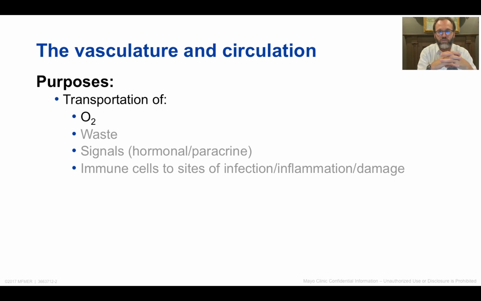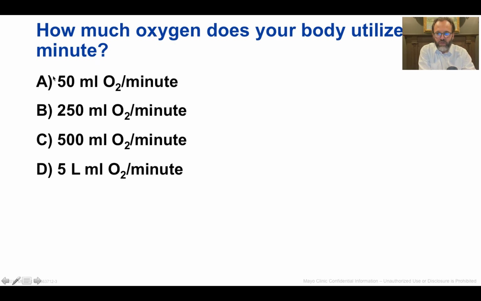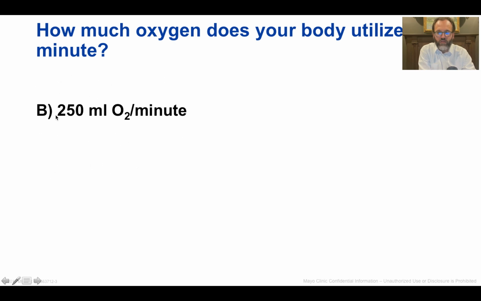demand to oxygen supply. So when we're looking at oxygen supply, the big question, which we've addressed a couple of times, is how much oxygen does your body actually utilize per minute? We've got a couple options here across a very broad range. And of course, the answer that should be evident by this point is about 250 milliliters of oxygen per minute, which is your basal oxygen consumption for a roughly 70 kilogram male.